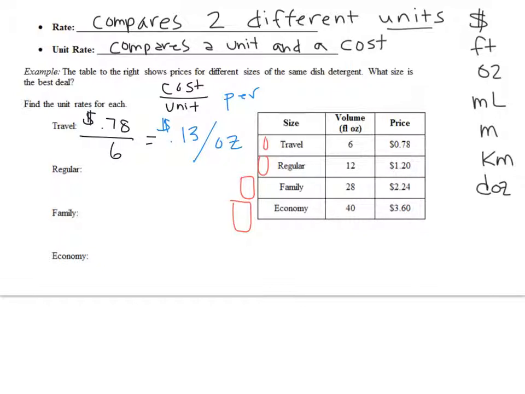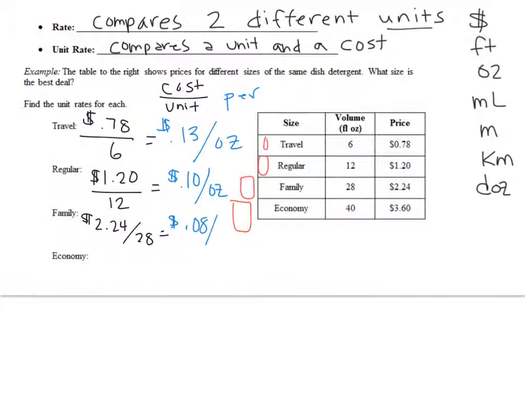A regular size is going to be, put the money on the top, $1.20 divided by 12, and I calculate that out, and I get 0.10. So it's 10 cents per ounce. A family size, you're going to write $2.24 divided by 28. When you do 2.24 divided by 28, you get $0.08 per ounce. And the economy size, you write $3.60 and you divide it by 40 because there's 40 ounces in the economy size. Use your calculator. 3.6 divided by 40 is 9 cents. So it's $0.09 per ounce.